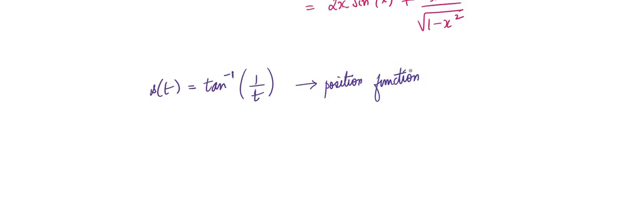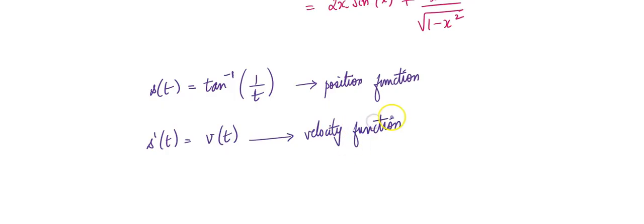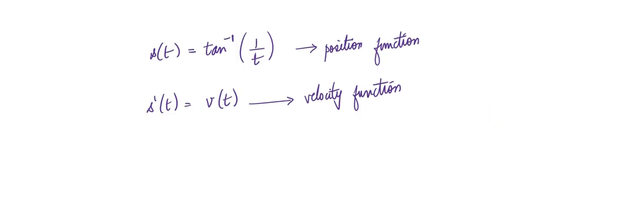So they're asking us to find the velocity. If they ask us to find the velocity, s prime of t is velocity, v of t. That is velocity. So if they simply say find the velocity, they're basically asking us to find the derivative of s. So s prime of t is taking the derivative, old habit, dx, with respect to t, of tan inverse of 1 over t.